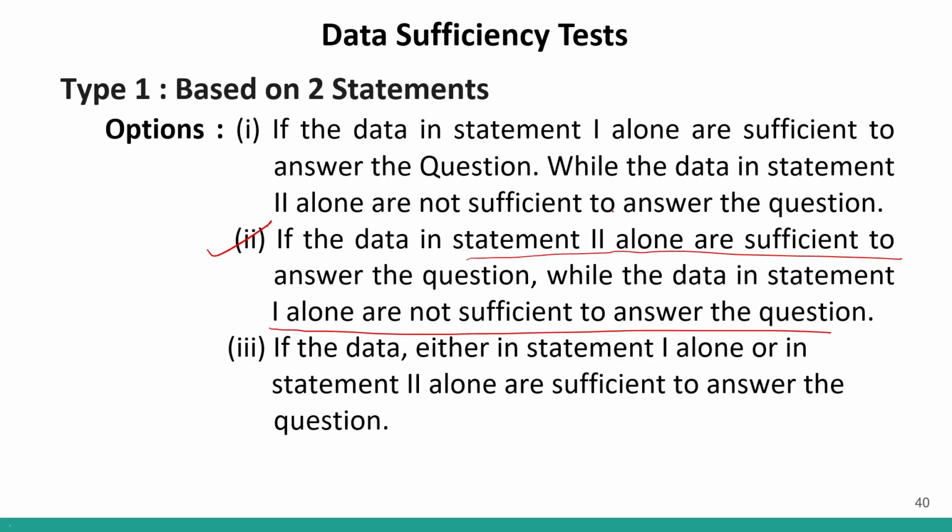Clear? So these were the questions based on 2 statements. In the next lecture, we will discuss type 2, which is based on 3 statements. So this concludes today's lecture.